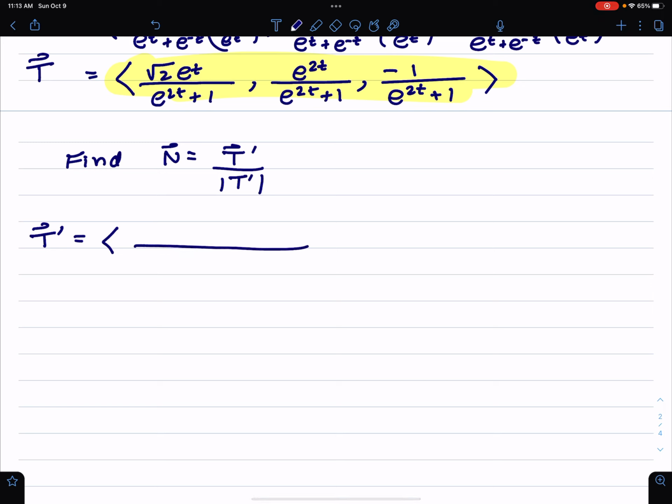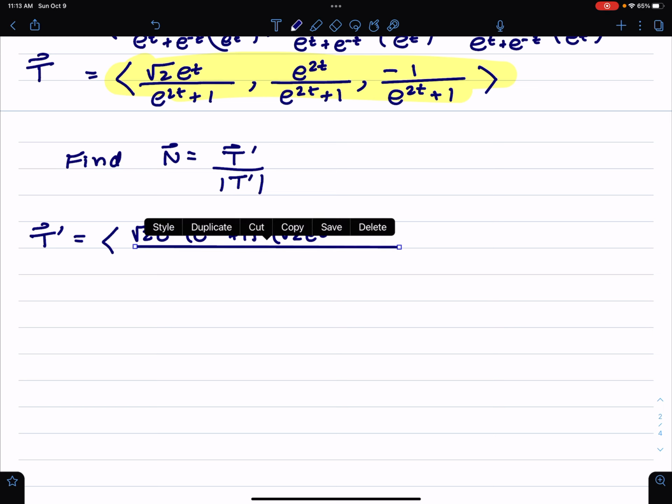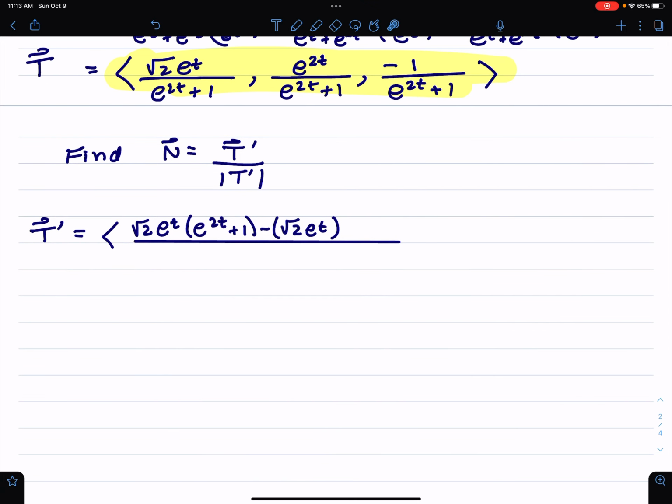We're going to use the quotient rule here for these. So this is going to be radical 2. The derivative of radical 2 e to the t is radical 2 e to the t. Then we multiply by the denominator, subtract, leave this same numerator, and then we multiply by the derivative of the denominator. The derivative of the denominator is 2e to the 2t. And then we have the denominator squared.